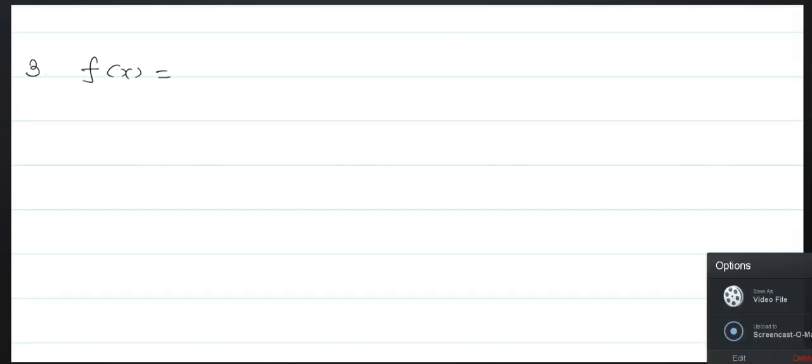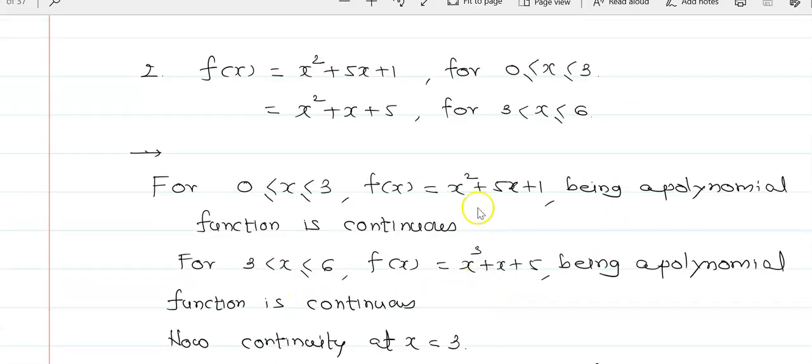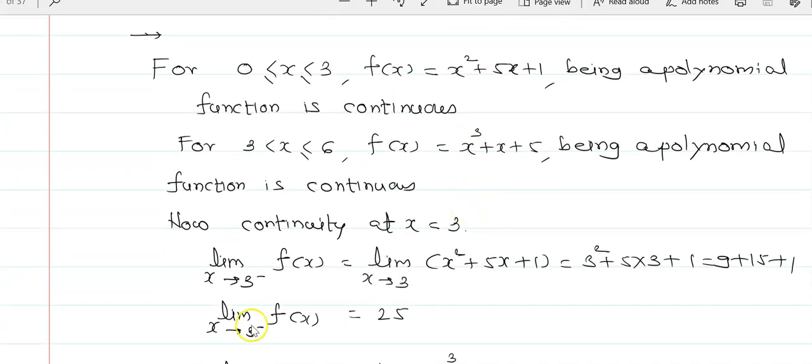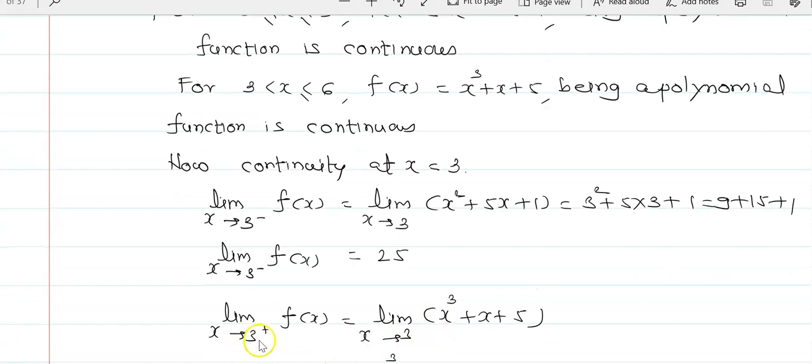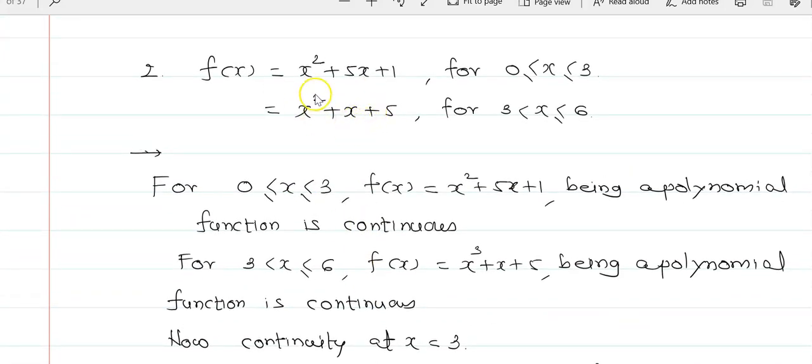Now the next thing, you can see this here. F of x, the function on 0 to 3, 3 to 6, is a polynomial function, continuous. The function breaks here at x equals 3. Left limit, right limit. Take the limit, it's 25. Replace x by 3. Take the limit. Take the function x square, x cube plus x plus 5. I forgot to write here.